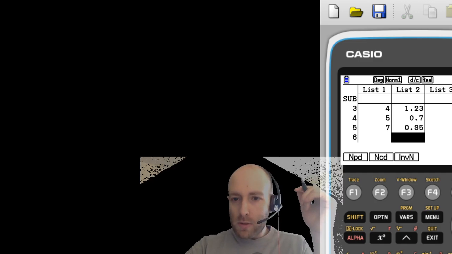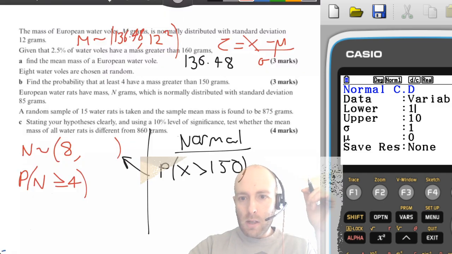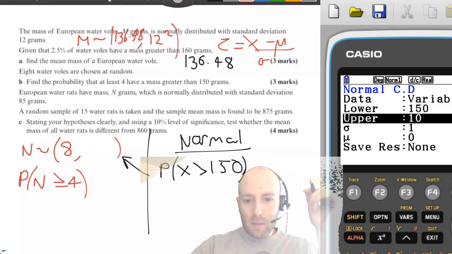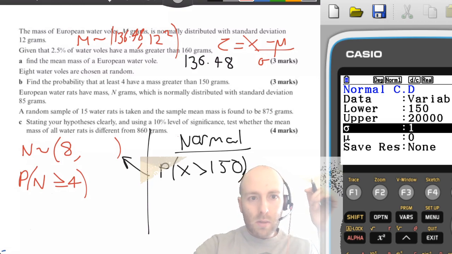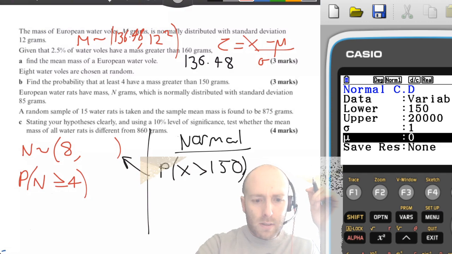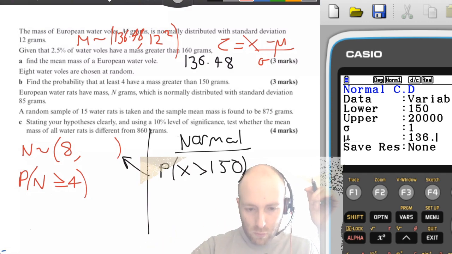So we've typed this back in then. So NCD, our lower value was 150. Upper value, let's just put in a big number, 20,000. Sigma is 12 and mu is 136.48.